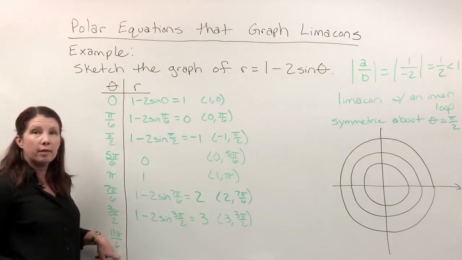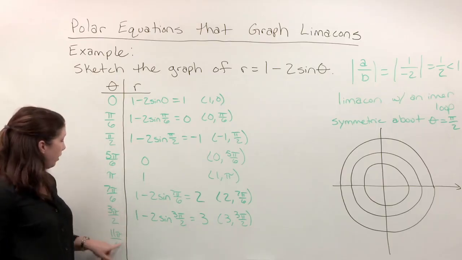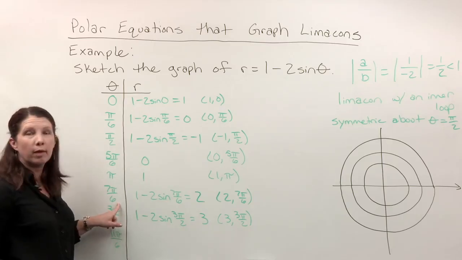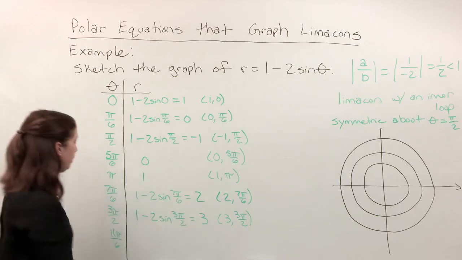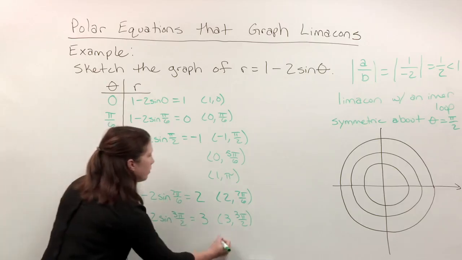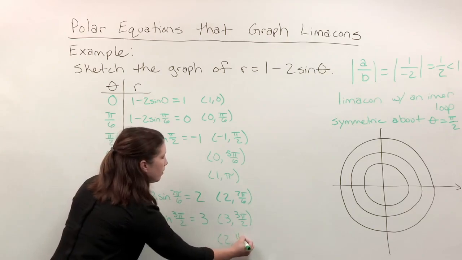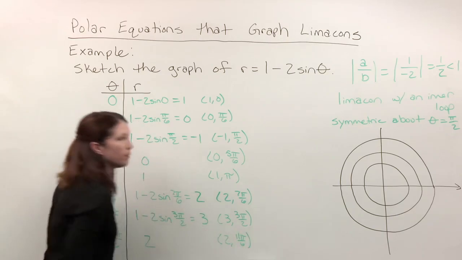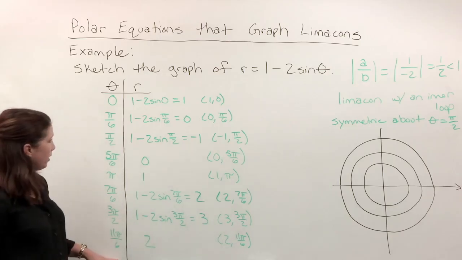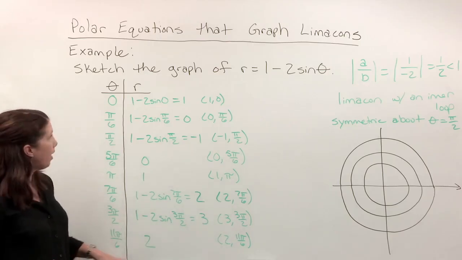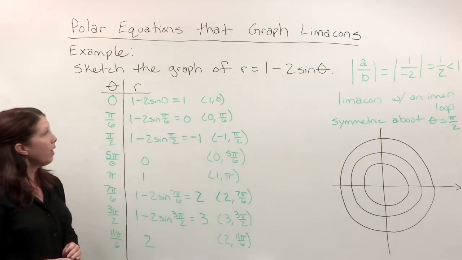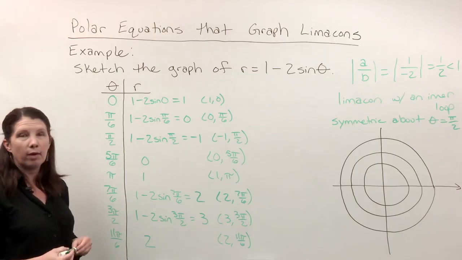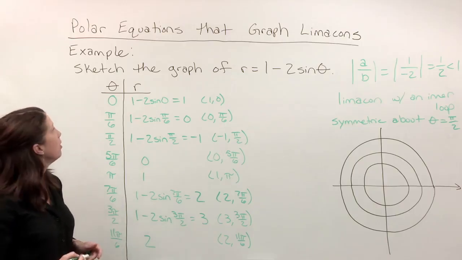Eleven pi over 6 is in quadrant 4, where sine is also negative. So 11 pi over 6 will work out in the same way that 7 pi over 6 did and give me an r value of 2. And then again, if I wanted to finish up with 2 pi, I would get a value of 1 again. All right, so now let's plot these points and see what the graph is going to look like.